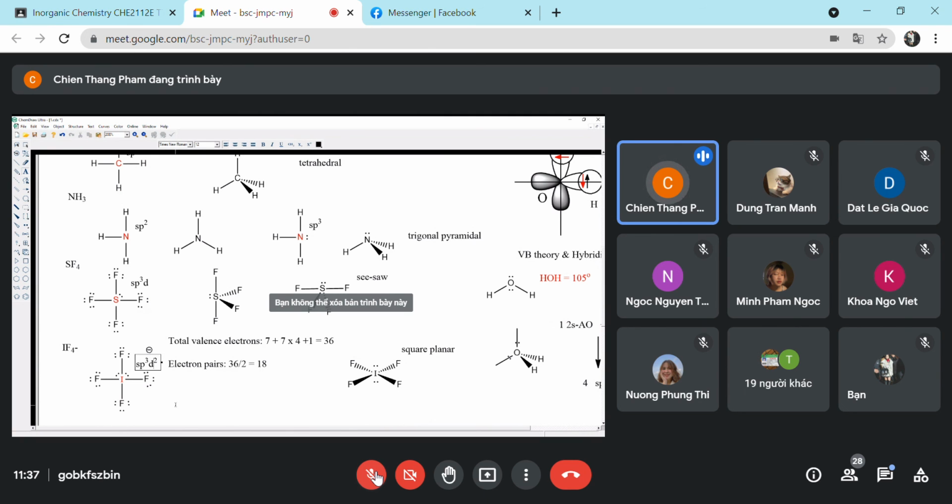Okay, now it's time for the MO theory, and we must finish this topic today. If you cannot finish the topic today, you can read the last part in the textbook and learn by yourself, because this one is only a repeat, not new knowledge. Okay, so let's consider the next one.